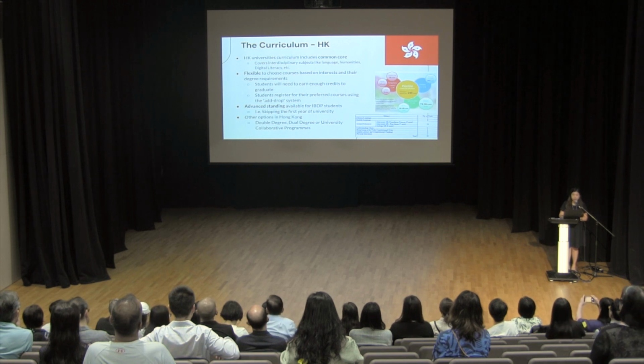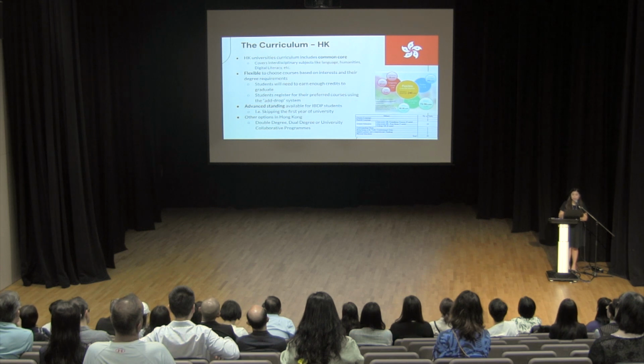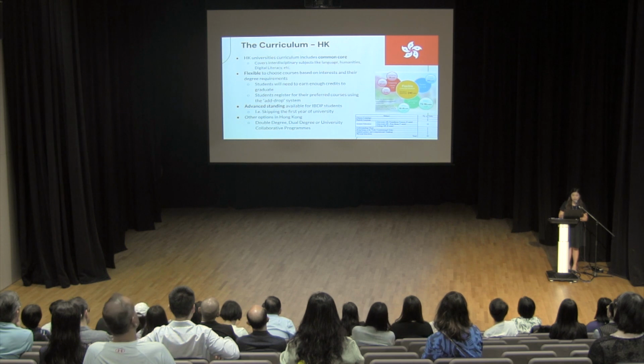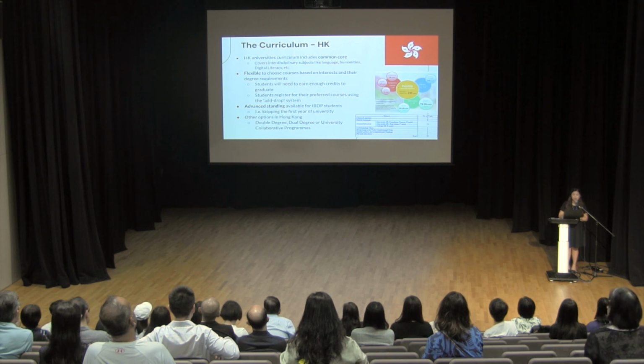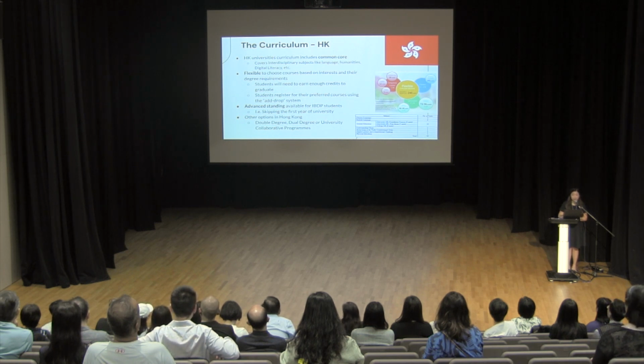While in Hong Kong, as mentioned, we use a common core or credit-based system, which means on top of your major, you still need to study interdisciplinary subjects, such as languages, humanities, IT skills, PE, etc., as your common core, which means you must study these subjects and courses before you're eligible to graduate from the university. Students typically have more flexibility in terms of the program that they can choose and the degree, based on their interest and also based on the degree requirements.